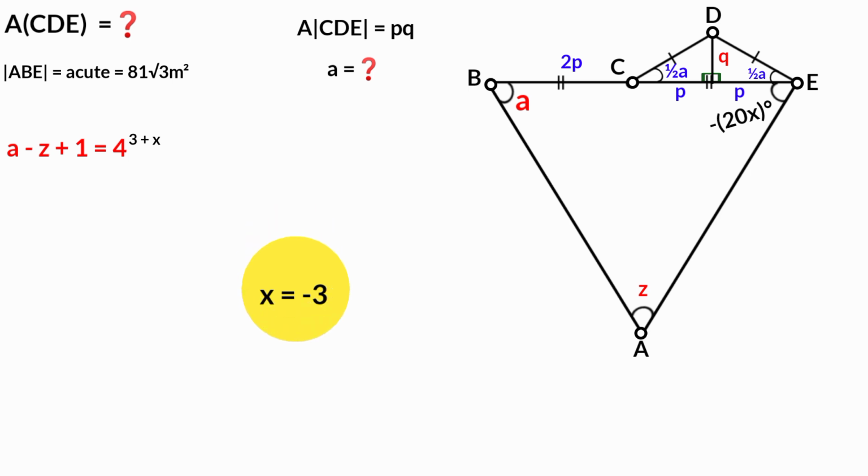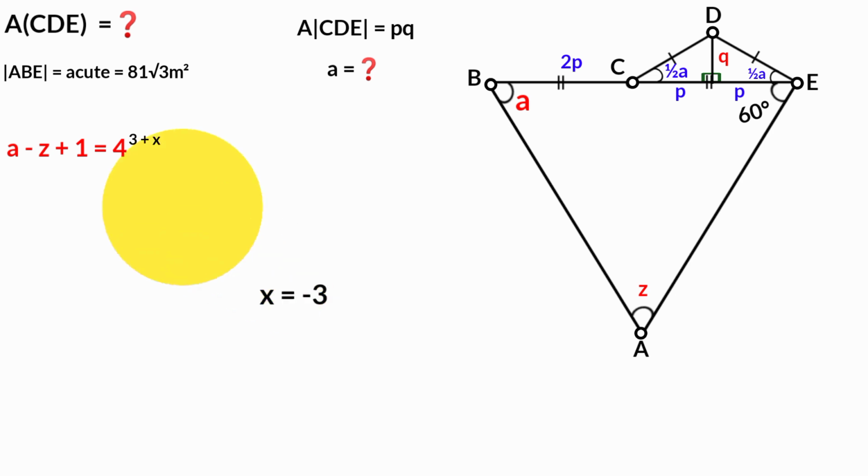Now x equal to minus 3. Substitute it here. Minus 20 times minus 3 is 60. 60 degrees is less than 90 degrees. Therefore, it is the correct answer. So x equal to minus 3 is the right solution.